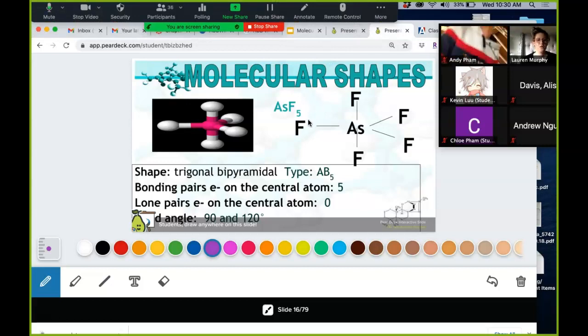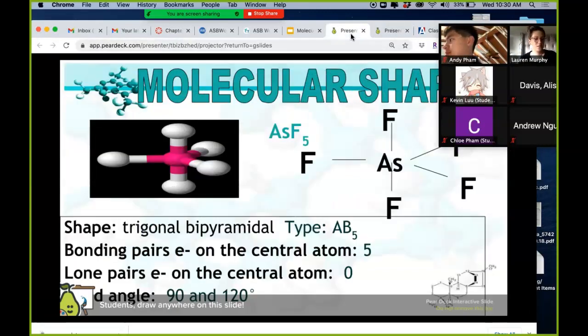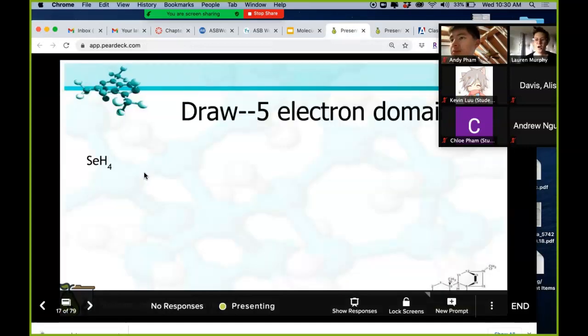Okay, so kind of like we did with methane, where we started with methane and then we ripped a group off and replaced it with a lone pair, and then we ripped another group off and replaced it with a lone pair. We're going to do the same thing with trigonal bipyramidal. Okay, so still it's going to be 5 electron groups. It's just not all 5 of them are going to be involved in bonds. So please try to draw SeH4.